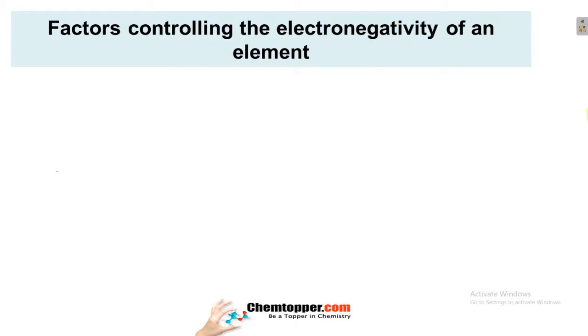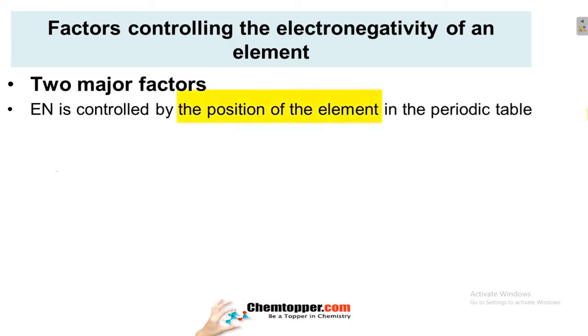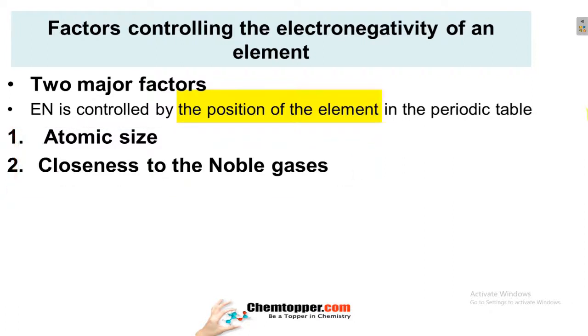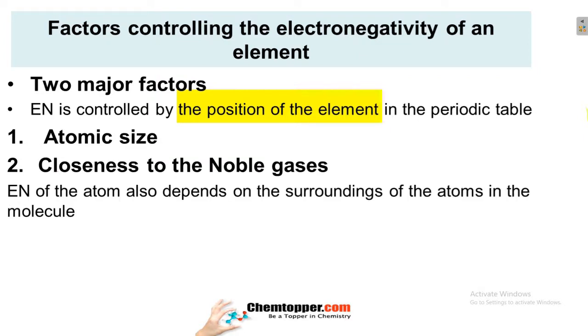Now we are going to discuss the factors controlling the electronegativity of atoms of different elements. There are two major factors. One is the position of the element in the periodic table. The position of the element in the periodic table controls the atomic size of the element and also determines the proximity of the element to the noble gases. This is one of the major factors which we are going to discuss in detail with different examples.